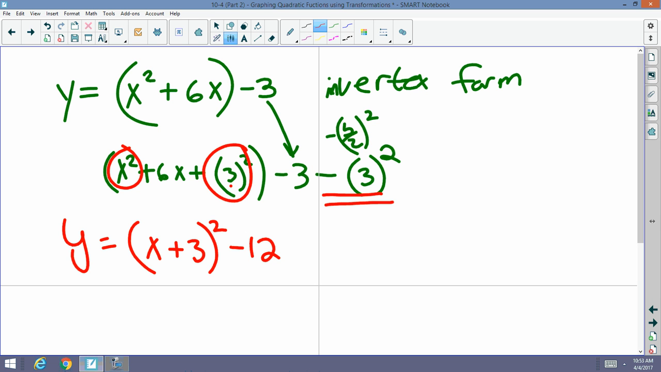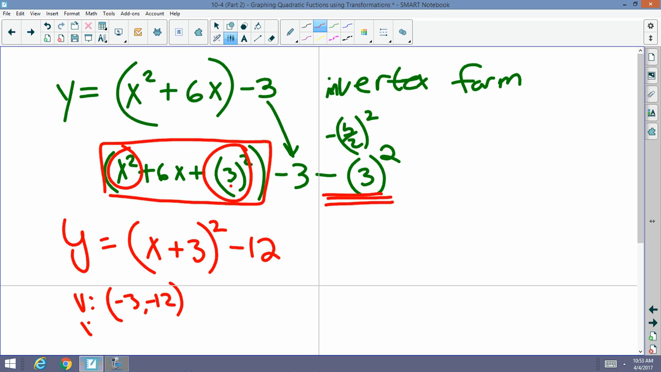Questions, comments, concerns, problems, issues, dilemmas, talk to my brothers. Please, please, and please talk to me. Yes, sir. Thank you. What do you mean cancel out the b over 2 squared? No, this is inside of here. That's outside. And now from here, guys, what's my vertex? Negative 3, negative 12. Yes.